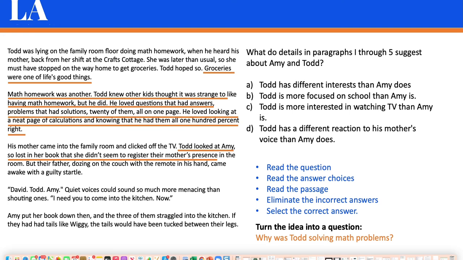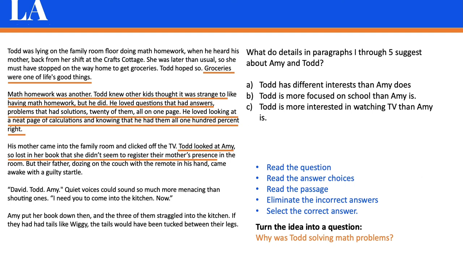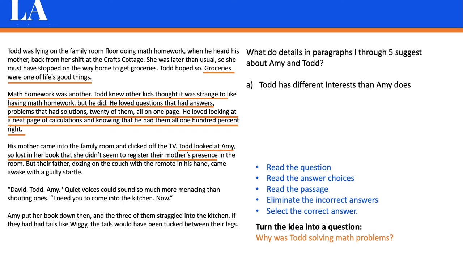Let's see if I can answer my question. If I look at my answer choices, I'm going to start and say, well, the first, I see that Todd had a different reaction to his mother's voice than Amy. Well, that's not correct. So I can eliminate that answer. Then the next, I see that Todd is more interested in watching TV than Amy. Well, that's not correct either. So now I have two answers there to select from. Todd is more focused on school than Amy is. Well, I know that Amy was reading, so that's not correct. So the only choice I have left is Todd has different interests than Amy. So that's the correct answer. Todd liked math, and apparently Amy must like to read.